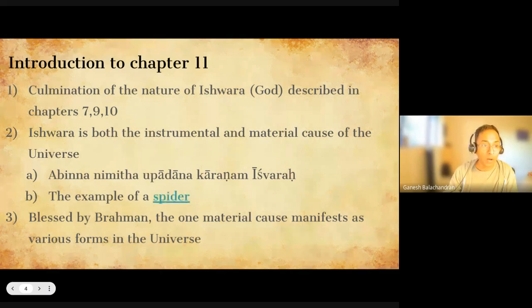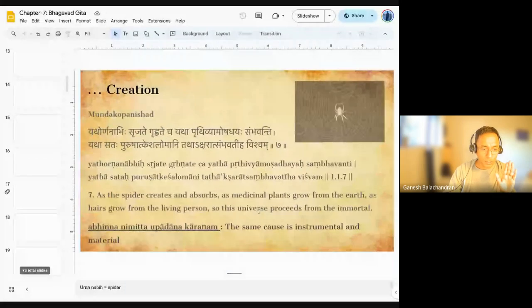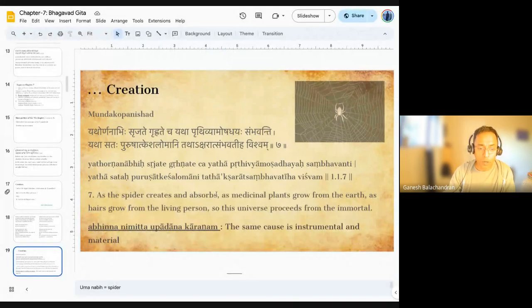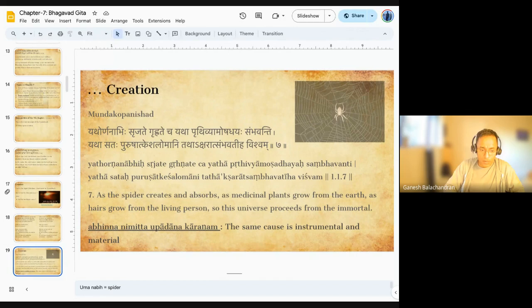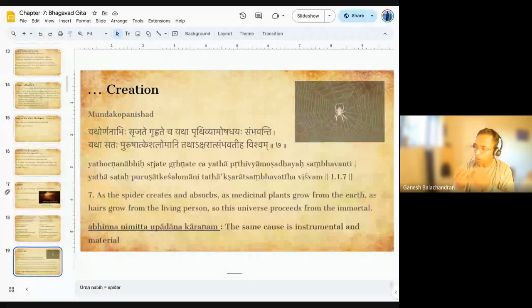So like that, Bhagavan is, in the Mundaka Upanishad, akin to a spider. As the spider creates and absorbs, Urna Nabi means, Nabi means navel or stomach. It produces this material from the Urnanabi. So Yatha, just as Urnanabi means spider in Sanskrit, Srijate Grunnate, it creates and absorbs. It can take the web.